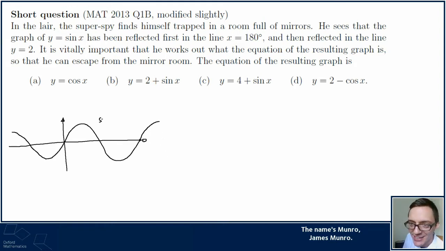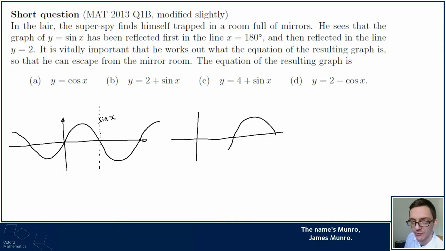Okay, so this is sine x. And it's reflected in the line x equals 180 degrees. That's here. Okay, 2 methods of what happens next. One method would be to just draw what happens when it's being reflected in this line, and then try and identify what we get.